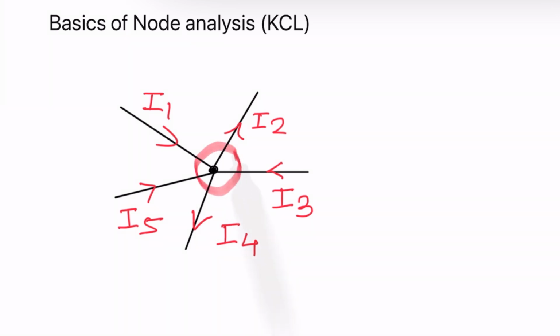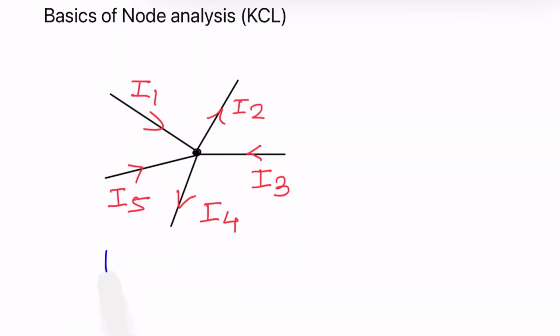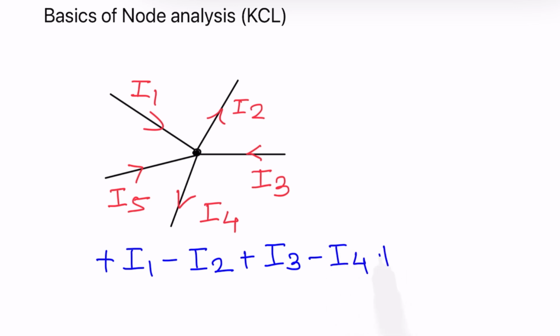summation of all the algebraic currents meeting at a node or junction is equals to 0. So let us write down the equation. For incoming current we will write down plus sign, for outgoing current we will write down minus sign. So the equation becomes plus I1 minus I2 plus I3 minus I4 plus I5 is equal to 0.